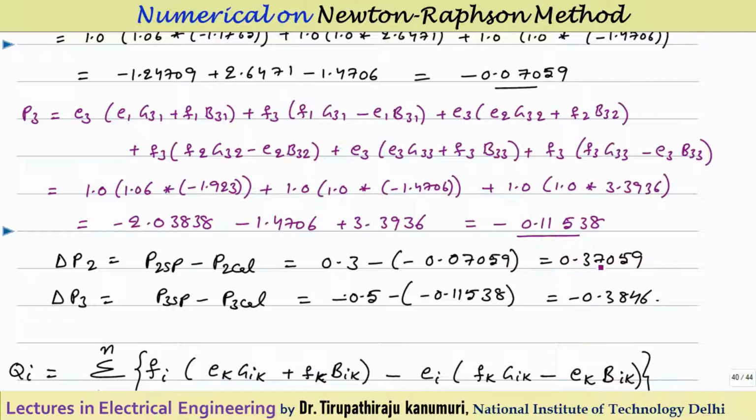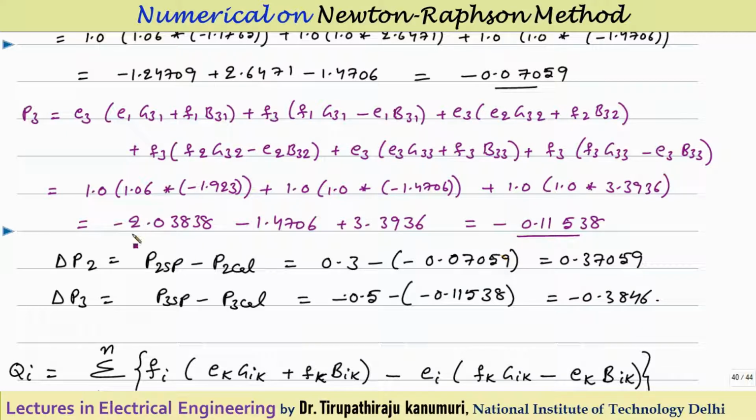Otherwise calculation of this one numerical will take you more than 1 hour. Like for me it took about 2 hours to complete the entire numerical. That much time consuming is there here. Otherwise we will get the errors. So now coming to the P3. So P3 also similar way I can calculate. I have calculated it. It is minus 0.11538.